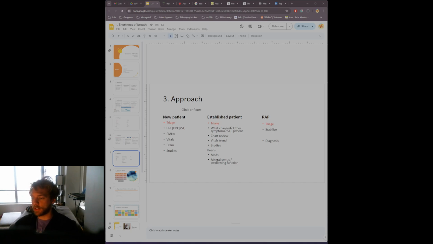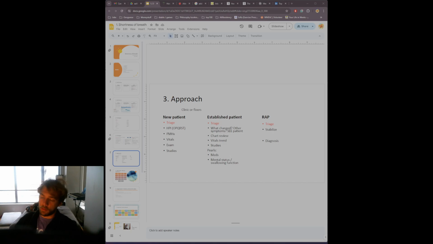And then, what studies do you need? Chest X-ray and EKGs are very easy studies, getting basic labs, and then a VBG or ABG. Very low risk, high yield.